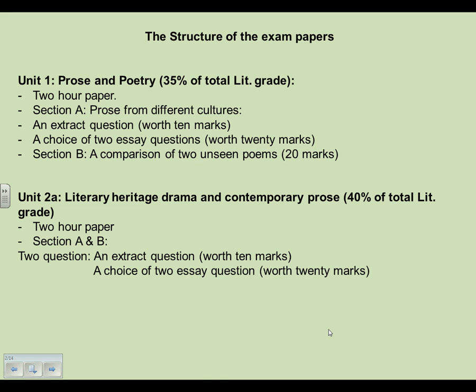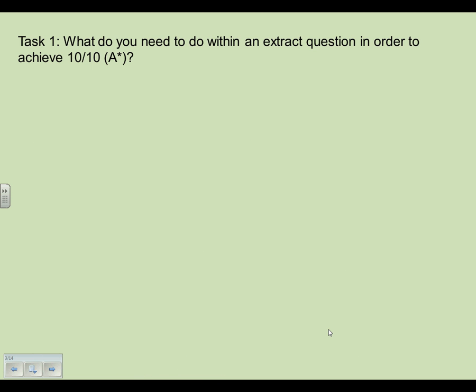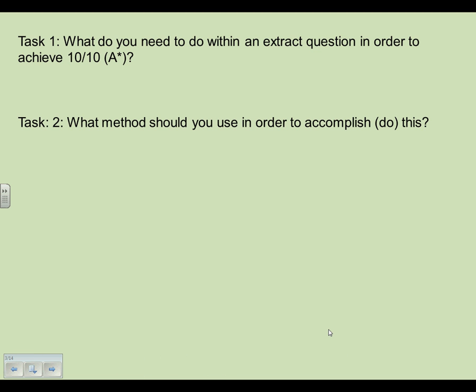Good. Now, let's look at a couple of things we need to think about before we go through this in some detail. Firstly, I want to see what you know. So I've got two tasks for you. Task number 1: what do you think you need to do within an extract question in order to achieve 10 out of 10, which is A-star? Secondly, what method should you use in order to accomplish this? So it's a good idea now to pause this very briefly and note down or consider whether you know the answer already, because if we're looking at this around May time, you should already know the answer.